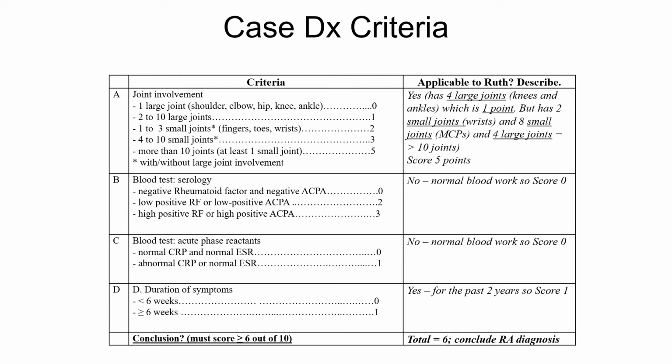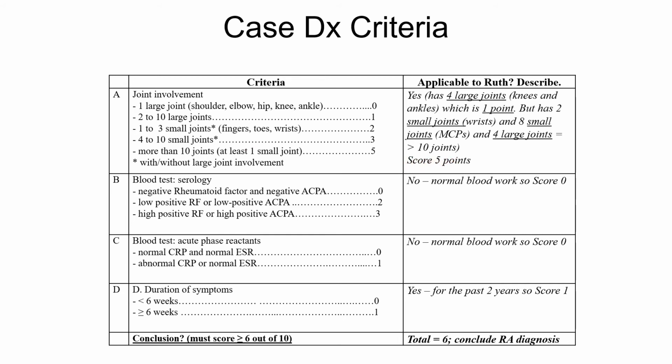So in review of the case and review of the diagnostic criteria, would Ruth be diagnosed with rheumatoid arthritis? In this case, for conclusion, yes. Breaking it down. In terms of joint involvement, we have multiple joints that are involved. We have knees and ankles, and those are going to be deemed as large joints. And then we have multiple small joints. So we have 8 small joints, 4 large joints. That is greater than 10 joints, and at least one of those is a small joint. So that's going to be 5 points.